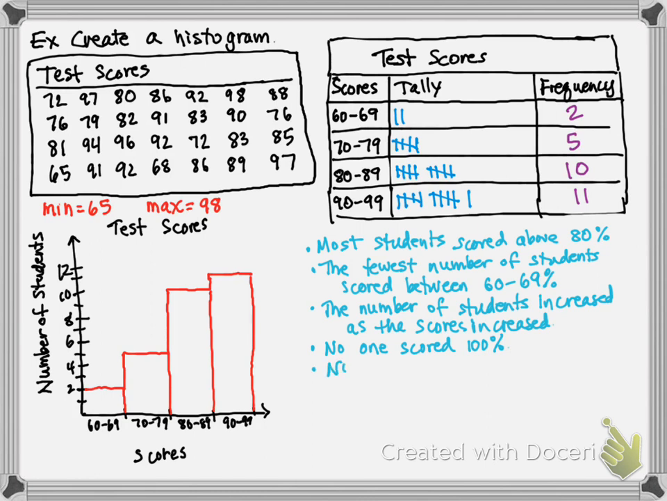Interestingly enough, no one scored below 60%. And we could say, really, there's no outliers. Outliers would be when somebody is just kind of hanging out by himself and there's a gap in the bars. So those are some of the conclusions you can draw looking at a histogram. All right, good luck with this, guys. We'll talk about it in class tomorrow.